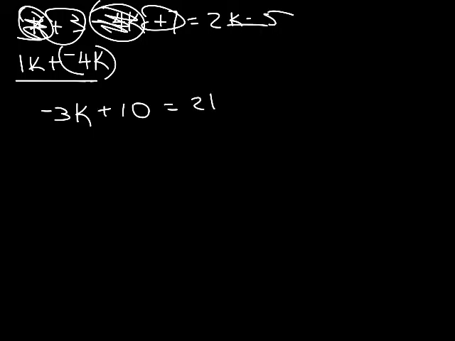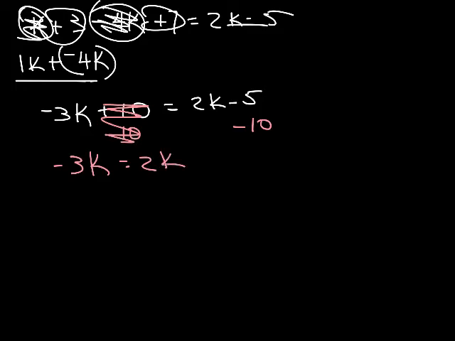2k minus 5, nothing changed there. Okay, now we're going to just get our numbers over on the right hand side. So we have a plus 10. We need to get rid of it. So we take it away. So I have negative 3k equals 2k minus 5 plus negative 10.